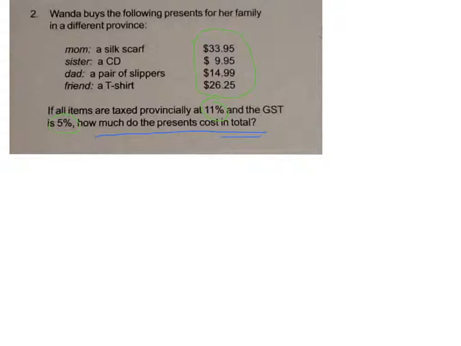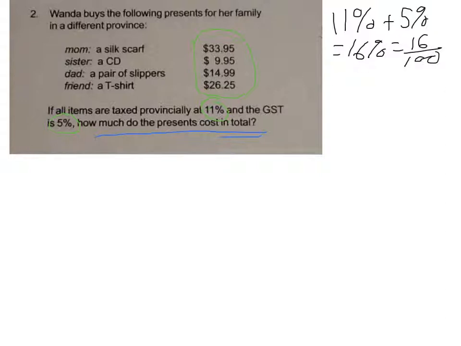Okay, so let's start figuring out what we're doing here. We have a tax rate of 11% and 5%, which means it's a tax rate of a total of 16%, which is 16 over 100, which is 0.16 as our decimal. And we want the decimal because we're putting these in the calculator. All right, the second thing we need to do is add up the price of our gifts.